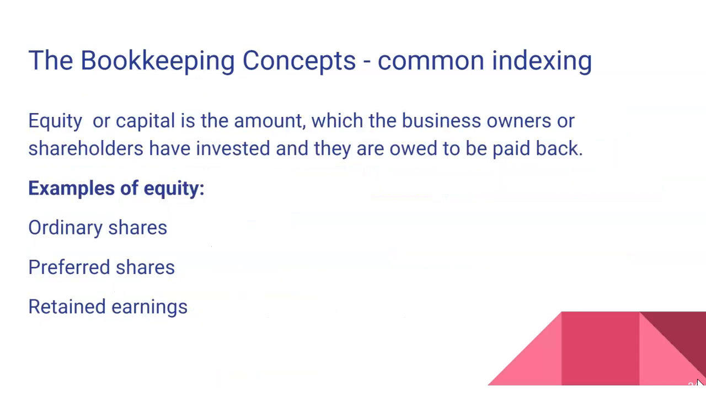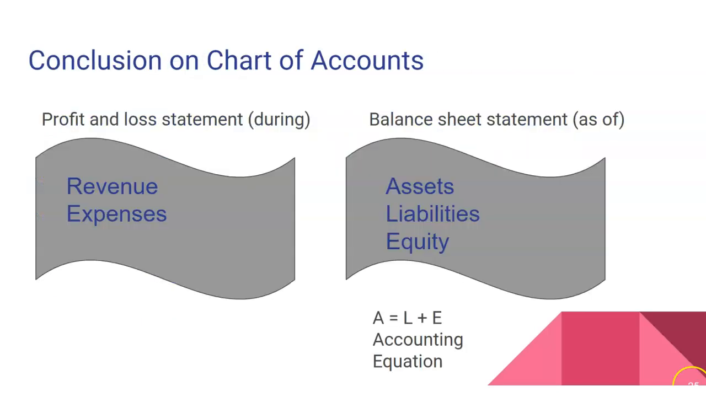Last but not least, we come to the 5th and the last major account, which is called equity or capital. And it is an amount which the business owners or shareholders have invested and the business owes this money back. Typically, if the business is making profit, shareholders will receive an annual dividend, which they will have to report and pay tax on. So let's wrap up this section of chart of accounts.